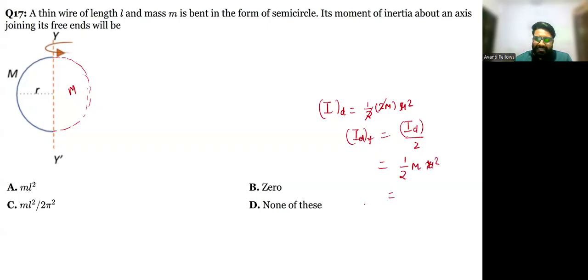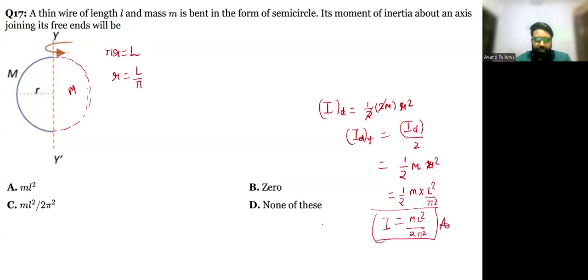Now r is nothing but related to the length of the wire, which is given to you as L. So length is nothing but pi r. Pi r is equal to L. The value of r is nothing but L upon pi, because all the answers are mentioned in terms of L. So that's why we are doing it. r square is nothing but L square upon pi square. So it is m L square upon 2 pi square. So option C is the correct one.